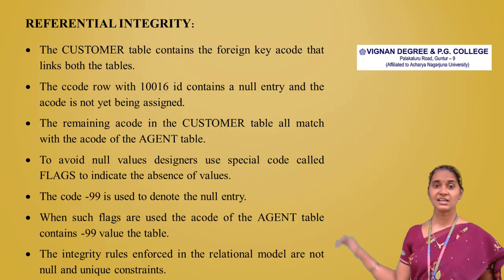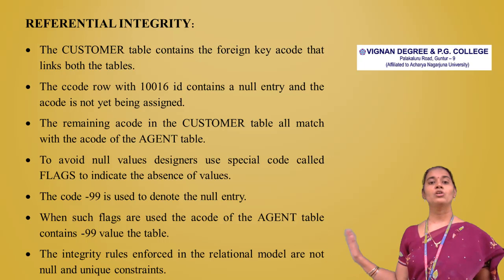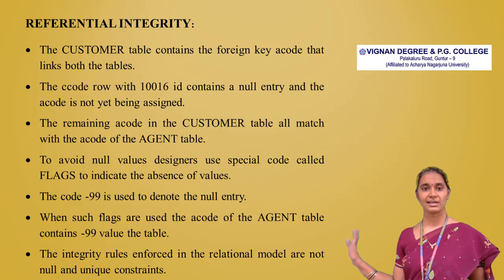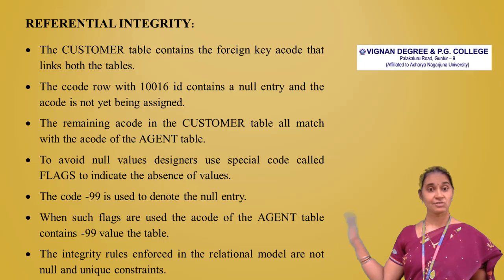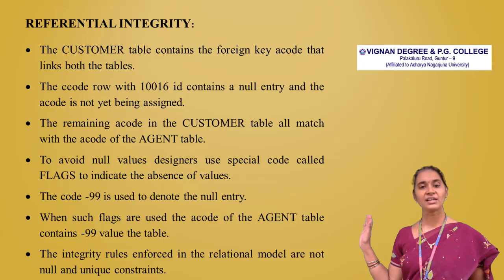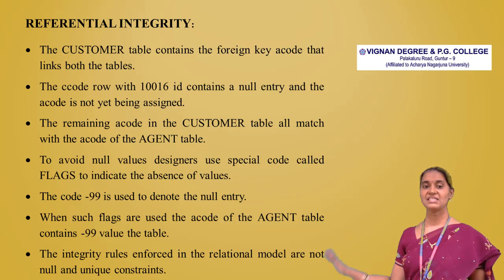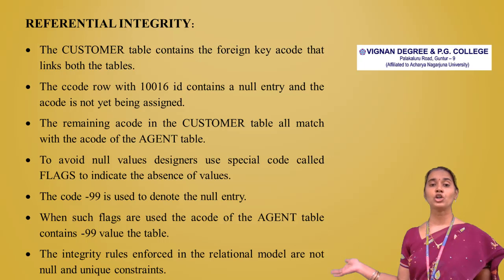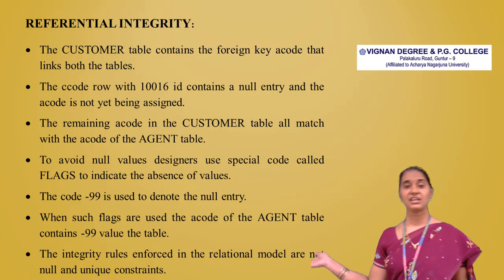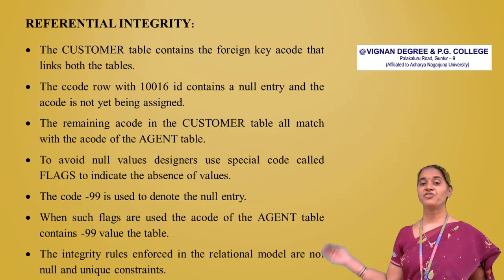If we look at the other contents of the table, all the A codes in the customer table are filled except for customer number 10016. We should not have such null entries. To avoid them, designers use a specific code called flags to indicate the absence of values. Here I forgot to enter the foreign key value in one row. Such values are identified with a special code called a flag.